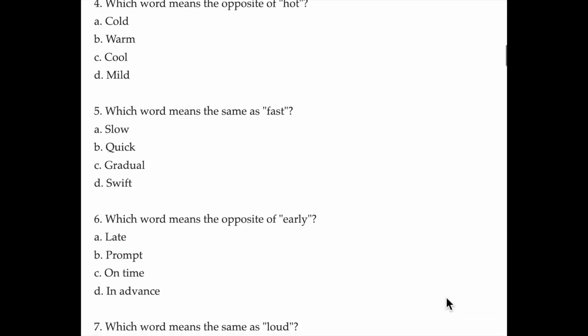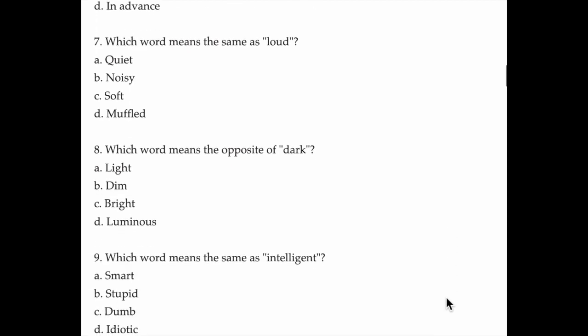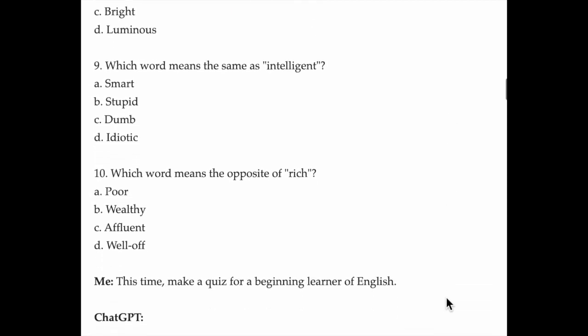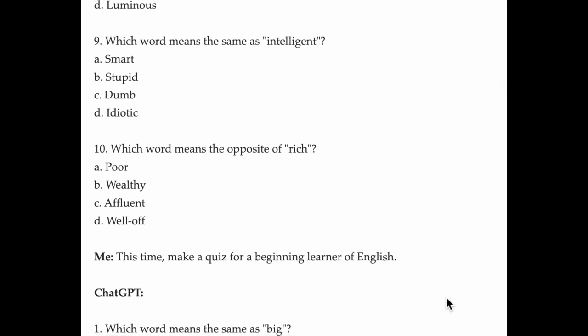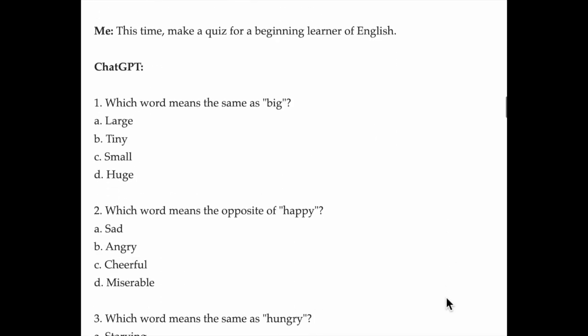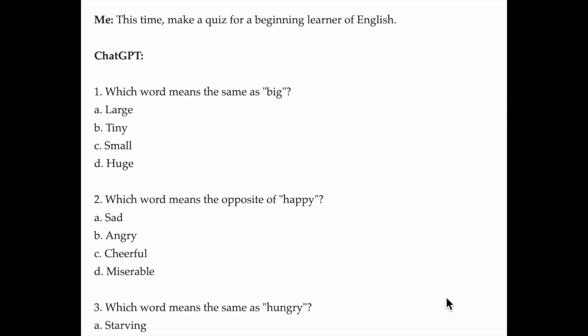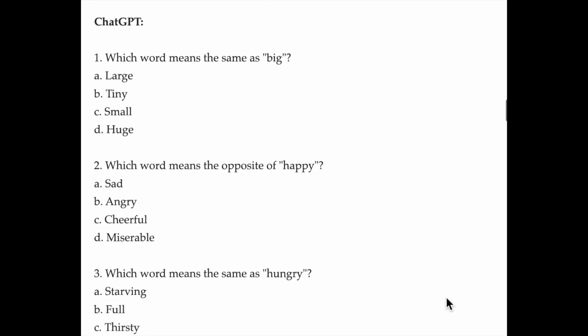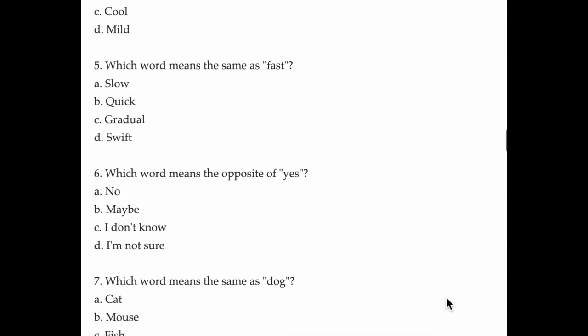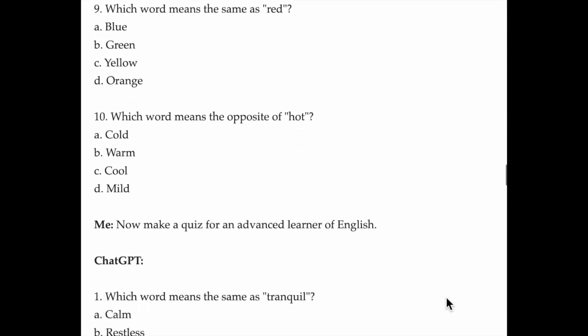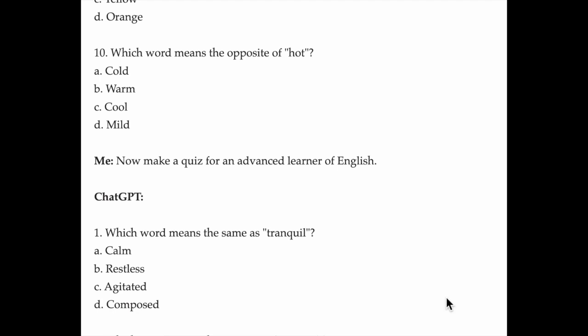And looking through the rest of them, number 5, which word means the same as fast? Well, we have both quick and swift as answers. And so it looks like a quiz. It seems reasonable. The words at least fall into the same semantic categories, but it isn't able to narrow down the answers to just one correct answer. Then I did the same thing: make a quiz for a beginning learner of English, and some of the words are the same actually. But these are all very basic words that it comes up with. So it does seem to have some grasp of the level of vocabulary.